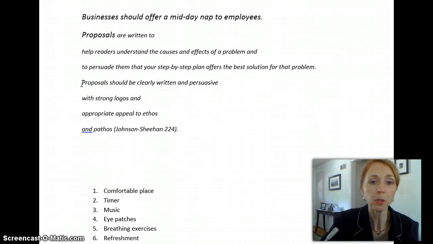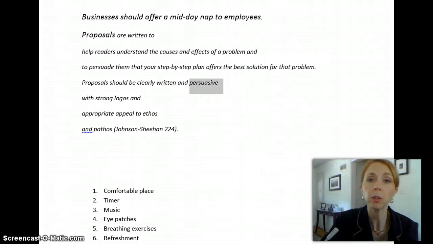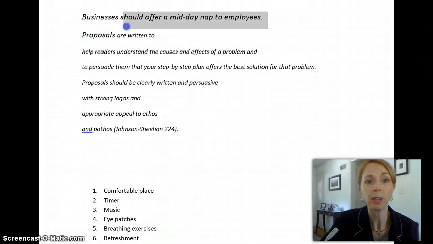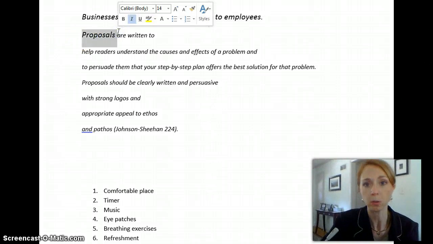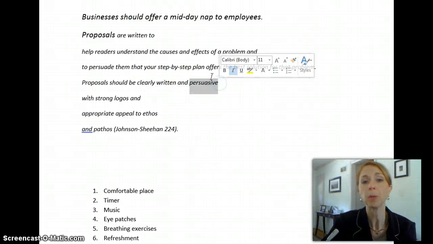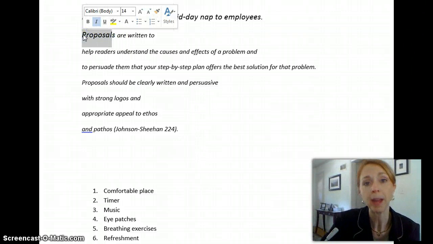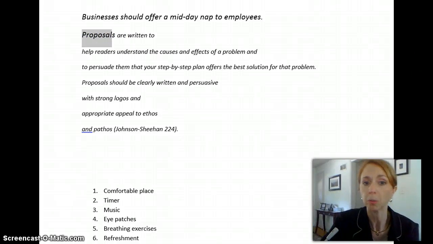Let's go on. Proposals should be clearly written and persuasive. Someone has asked me before, how does a proposal differ from a persuasive paper? Persuasive paper, you're just trying to get the reader to agree with you in some way. A proposal, you're trying to get the reader to buy your solution. So persuasion, you just say, hey, agree with me. But a proposal is going to go beyond that, agree with me, to put my plan into action. It works for me, it should work for you.